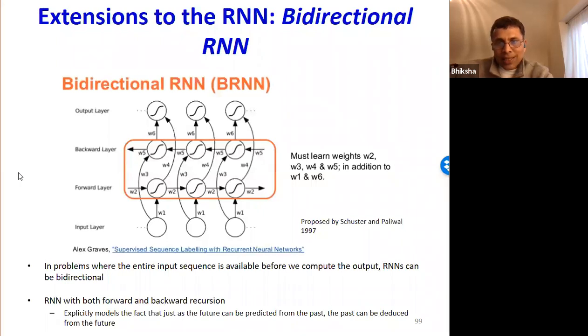In this case, it makes sense not only to model the dependence of the output at any time on the past inputs, but also on the future. Because if the past predicts the future, then the past can also be deduced from the future. So consider this example. If I say, when Tom was young, he played baseball, then when I see the word Tom, I can expect he in the future.